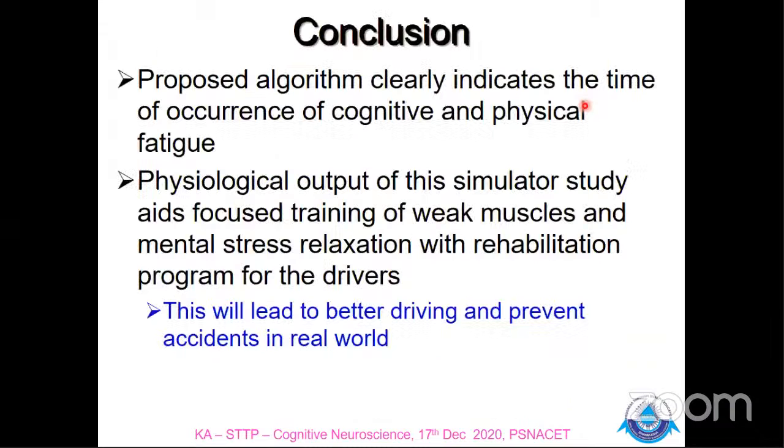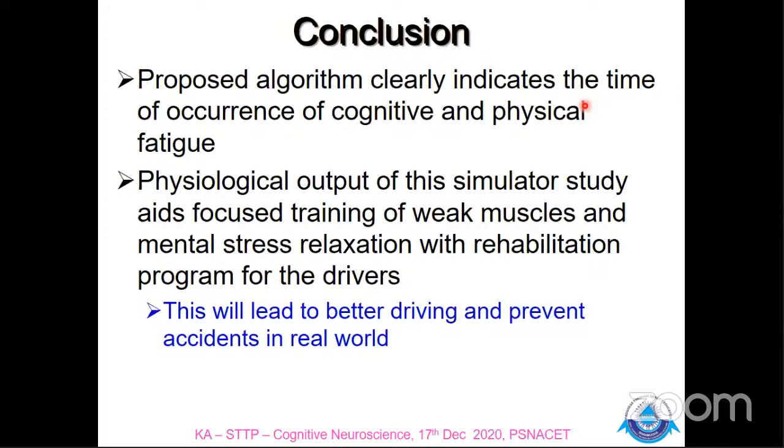So the conclusion about the present study, the first study: the proposed algorithm clearly indicates the time of occurrence of cognitive and physical fatigue. The physiological output of the simulator study aims to focus training on the weak muscles and mental stress relaxation with a rehabilitation program for drivers. This will lead to better driving and prevent accidents in the real world.